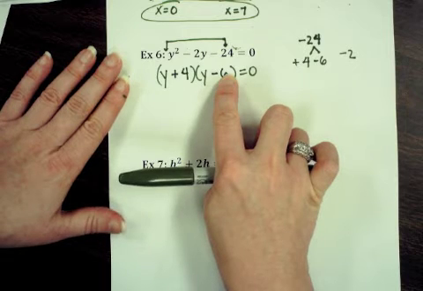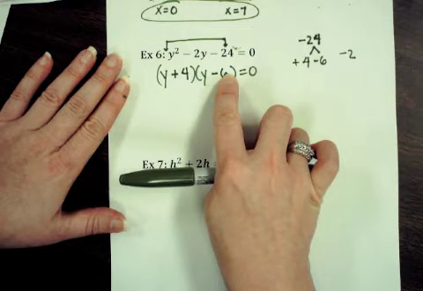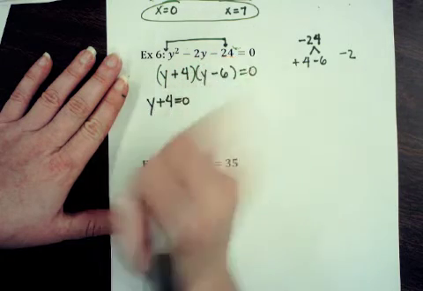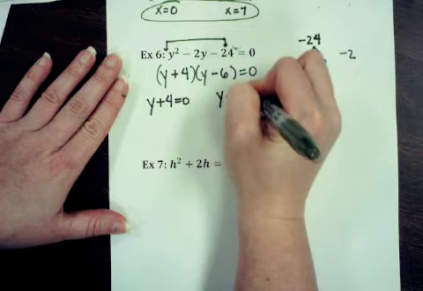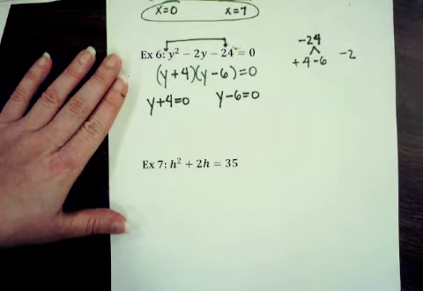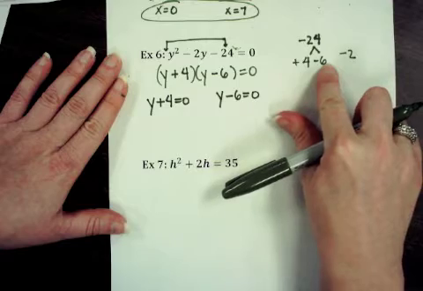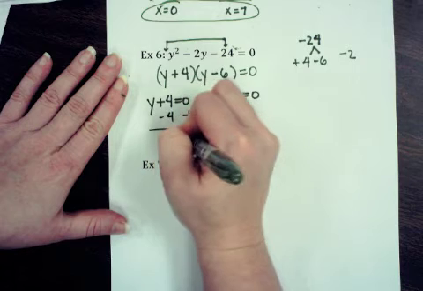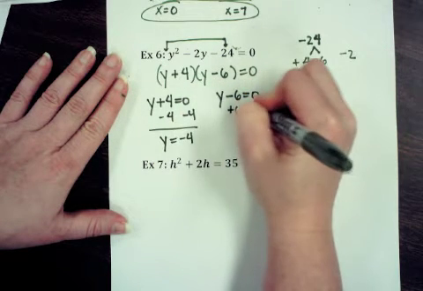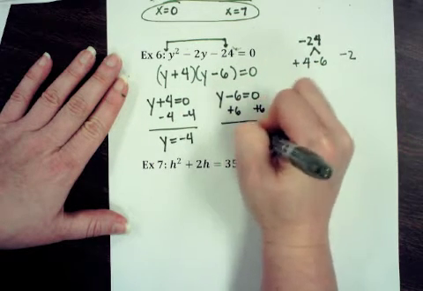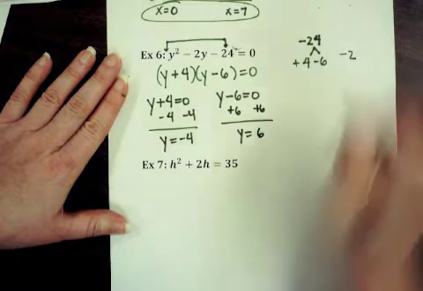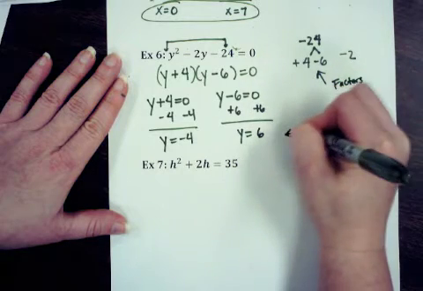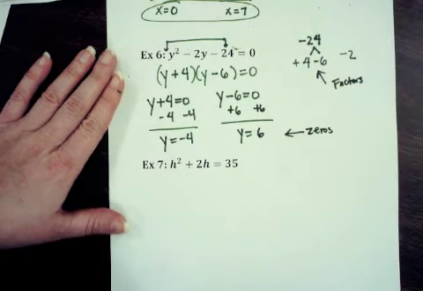When I ask you what your zeros are, or what your solutions are, you will set those equal to 0 and solve. So again, my factors are 4 and -6, but my zeros are -4 and +6. So these are factors and these are zeros. They are different.